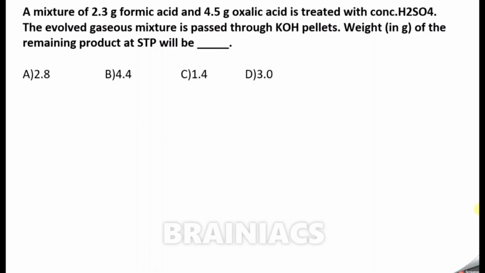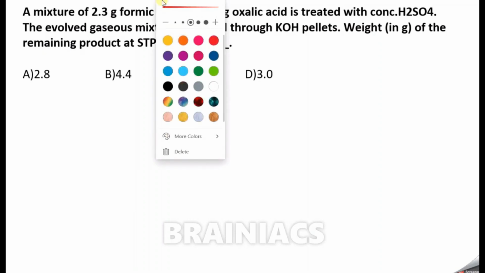We have a very good question in front of you. Just read the question. A mixture of 2.3 gram formic acid and 4.5 gram oxalic acid is treated with concentrated sulfuric acid. The evolved gaseous mixture is passed through potassium hydroxide pellets. Calculate the weight in gram of the remaining product at STP. This is one of the good questions that came. Here we need to know some inherent properties, then only we will be able to do this.